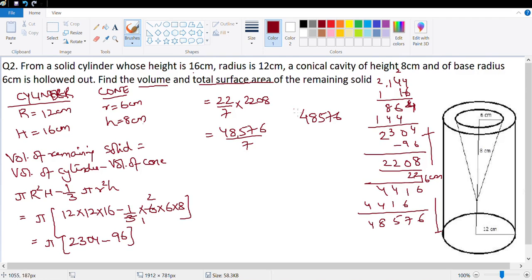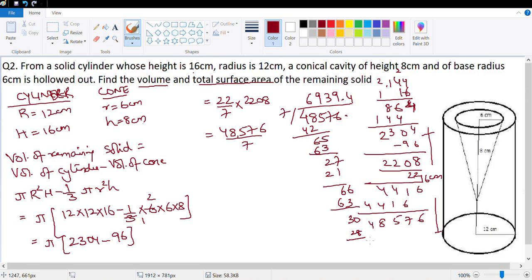48576 divided by 7. 7 into 6, 42. That's 65. 7 into 9, 63. That's 27. 7 into 3, 21. That's 66. 7 into 9, 63. 30. Decimal. That will be 7 into 4, 28. 20. That will be 2. So that's where we can leave our answer. Or if you want to round it off up to 2 decimal places, then let's calculate up to 3. That will be 14 and 16.